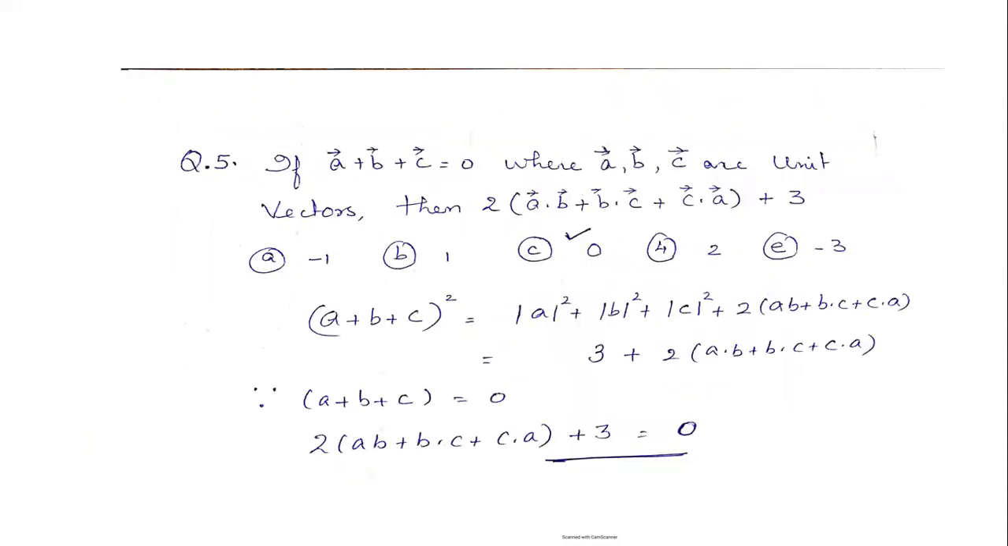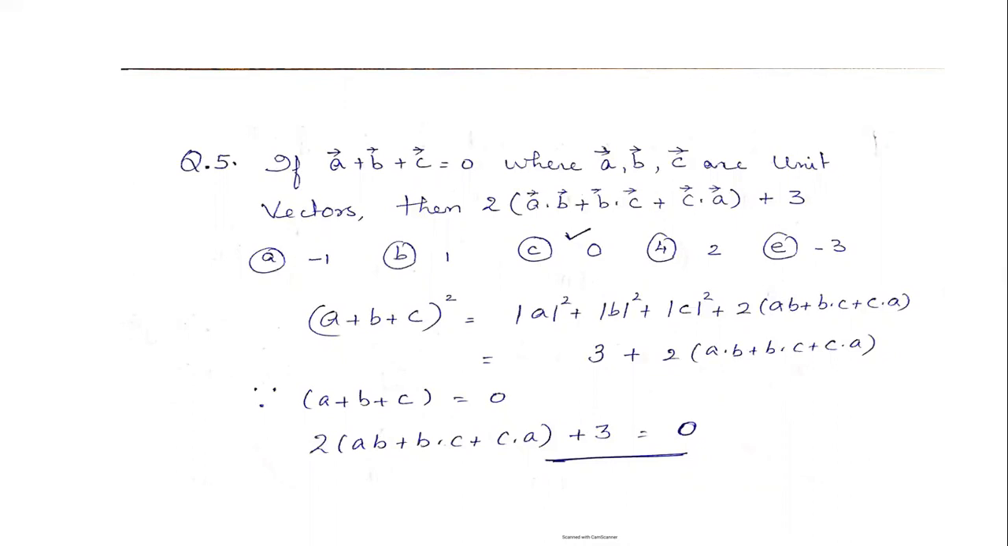Question number 5. If a plus b plus c is 0, where a, b, c are unit vectors, then what is 2 times of a dot b plus b dot c plus c dot a, plus 3? So it is given that a plus b plus c equal to 0. So we take the square, a plus b plus c whole square. That is equal to mod a square plus mod b square plus mod c square plus 2 times a dot b plus b dot c plus c dot a.